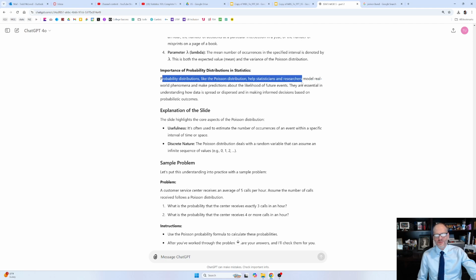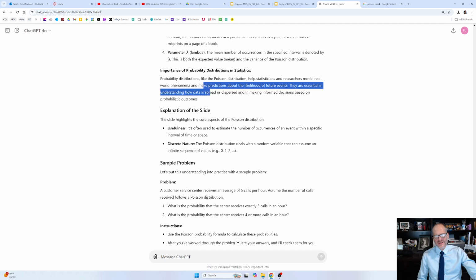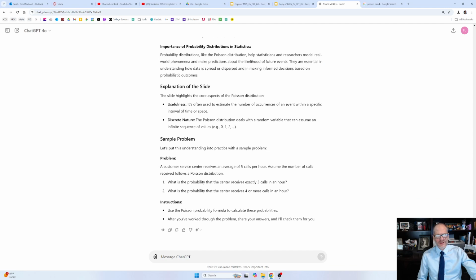Help statisticians and researchers model real-world phenomena and make predictions about the likelihood of future events. What's the probability? What's the distribution of the probability? They are essential in understanding how data is spread or dispersed and in making informed decisions based on probabilistic outcomes. Explanation of the slide. The slide highlights the core aspects of the Poisson distribution.